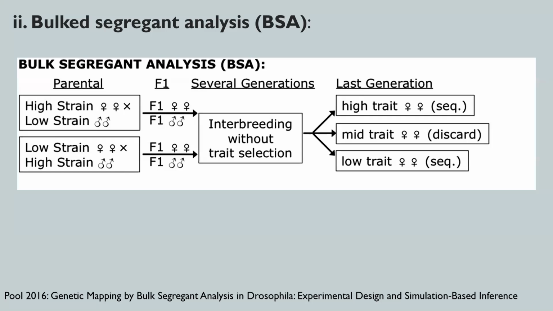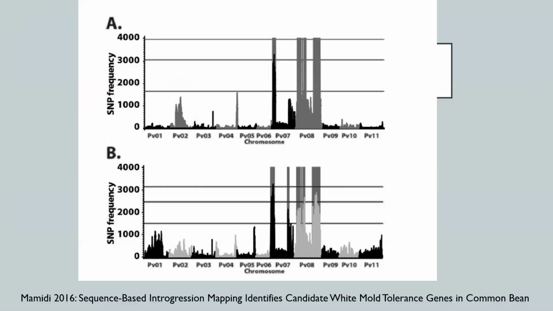As an example, one of my works included finding candidate white mold tolerance genes in common bean. We know the QTL was present on chromosome 8, but the initial QTL was a few megabase pairs. So we took the pools from NILs, and we sequenced them based on SNP frequency distributions. We were able to identify a few regions, and we were able to narrow it down to a few genes.